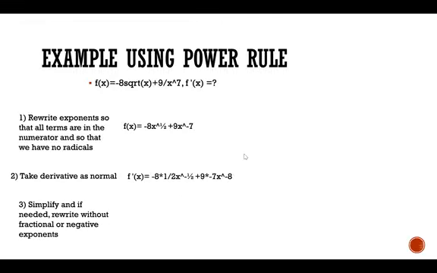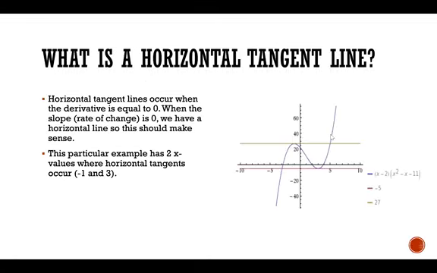And then you want to simplify, and if needed, rewrite without fractional or negative exponents. So if we go ahead and simplify that, we have negative 8 times 1/2, which is negative 4. And then rewriting the square root as dividing by square root, because it's a negative 1/2, so it's going to be now in the denominator. This 9 times the negative 7 is going to be negative 63. And then this negative 8 is now going to be in the denominator as a positive 8. Okay, and then that's the final answer for that question.